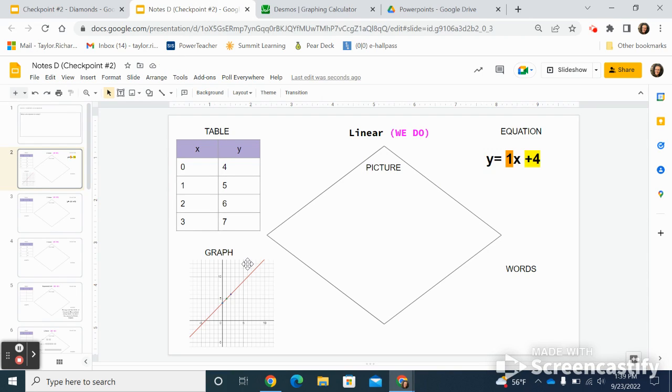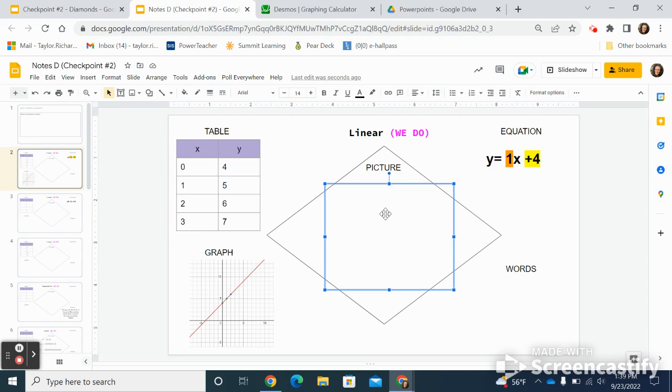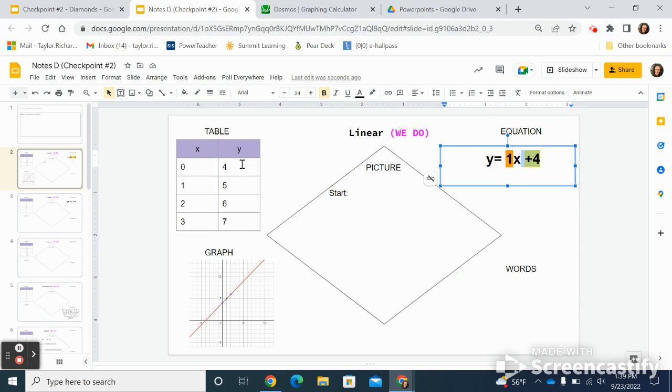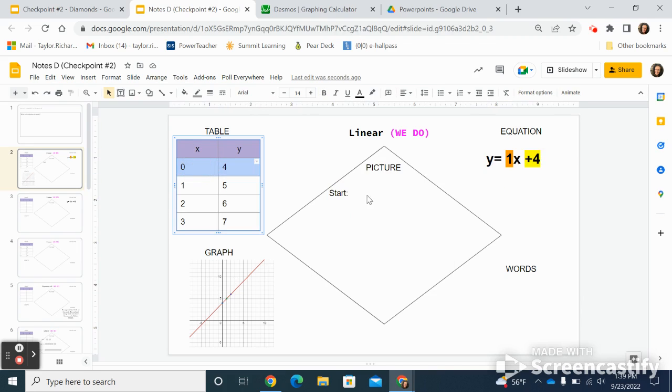So next we're going to go to the picture. So your picture needs to be a visual. It's got to show how it's changing. So we're always going to start with the word start. So go ahead and type the word start. And you need to ask yourself, what is my starting value again? Well, remember, it's 4. We put it in our equation. In our table, it's 4.